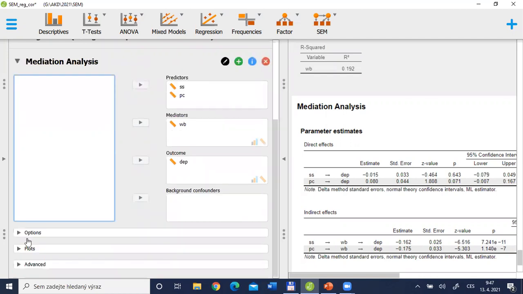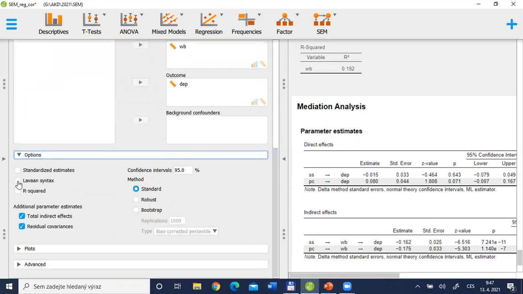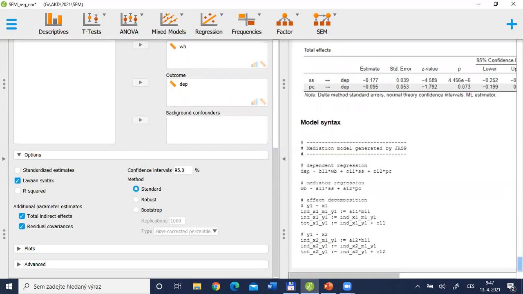So I would go here into options, and here you can ask for Lavaan syntax. If you ask for Lavaan syntax directly in the output window, this would be, I guess, the last output here. You can find the description of our model. So here is some regression. Depression is based on well-being, social support, and proactive coping. And well-being is also based on social support and proactive coping. So this is a classical mediation model. Once again, slightly different from ours.